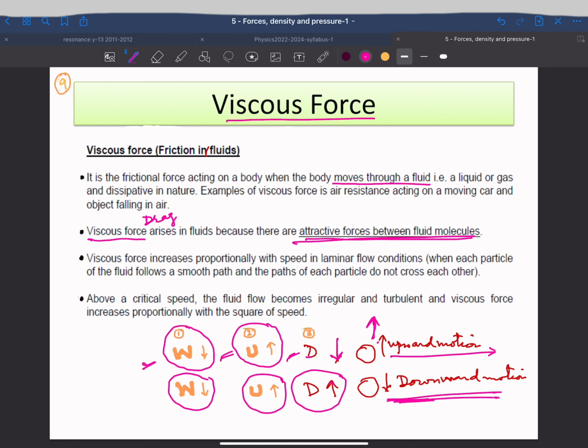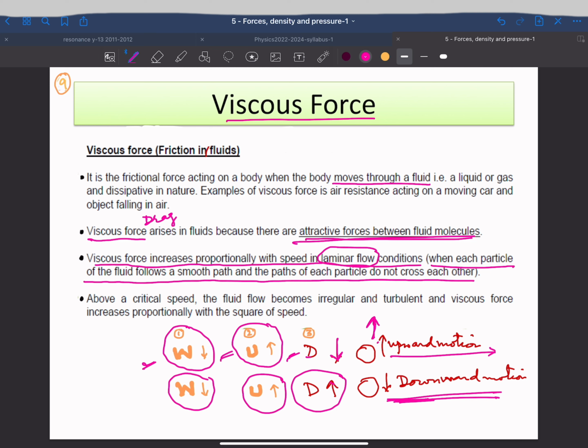Here you have to consider one very simple thing, that the viscous force increases proportionally with the speed in laminar flow conditions. What is laminar? Remember this thing, that when each particle of the fluid flows in a smooth path and the paths of the particles do not cross each other, this is the laminar flow.